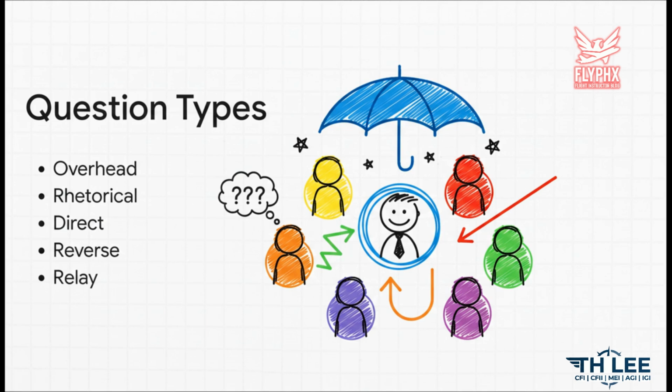As an instructor, you're going to want to keep a few specific types of questions in your toolkit. Overhead questions are thrown out to the entire group just to see who bites. Rhetorical questions are great to stimulate thought, even though you aren't expecting an out-loud answer. Direct questions, those target a specific individual student. Then you have reverse questions, where you bounce a student's own query right back to them to make them think through the solution themselves. And finally, relay questions, where you bounce one student's question over to a totally different student to answer. Using these types of questions strategically is amazing for encouraging critical thinking skills, which, as we know, are the absolute bedrock of aeronautical decision-making.